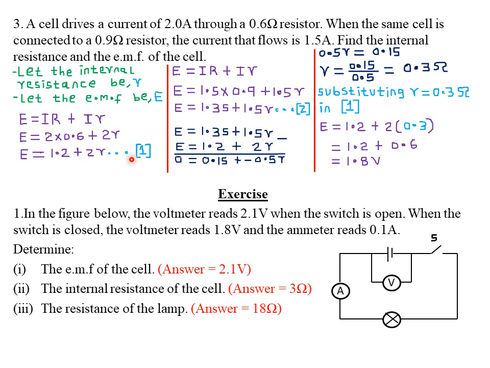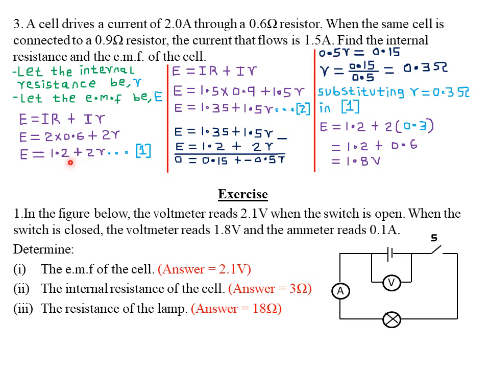And we know that from mathematics, we have a variety of ways in which you can solve simultaneous equations. You can use the graphical method, the matrix method, the substitution method, or the elimination method. But I think the easier one for this case is the elimination method. So I want to solve my equation 1 and equation 2 by elimination. Let me just rewrite the second equation: the EMF E is equal to 1.35 plus 1.5R.